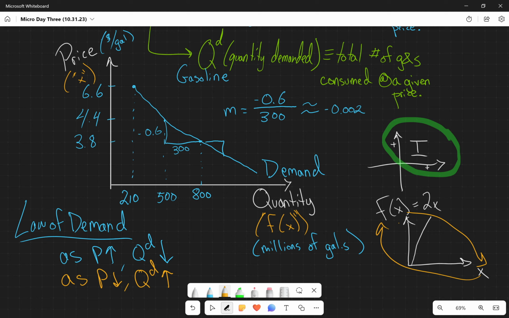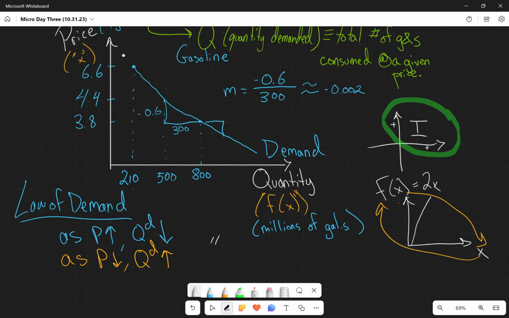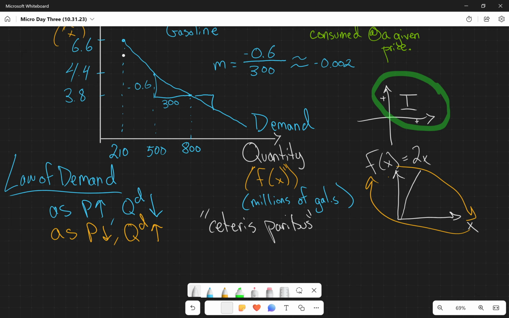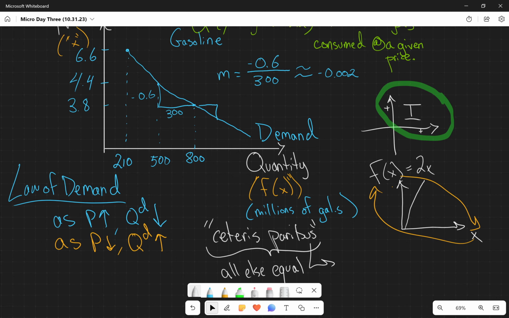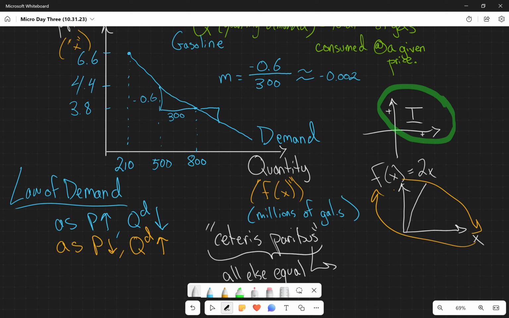And that's one of the things that we're assuming throughout these economic models, right? This whole notion of ceteris paribus, which is Latin for all else equal, or all else constant. And this is saying that when we're talking about the price changes and the quantity changes, right, there's no other moving factors.